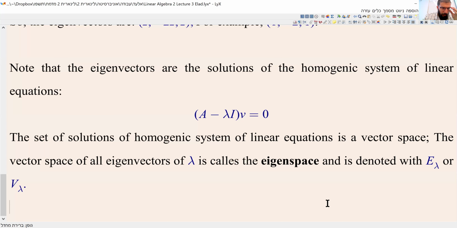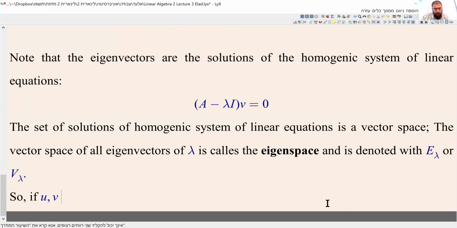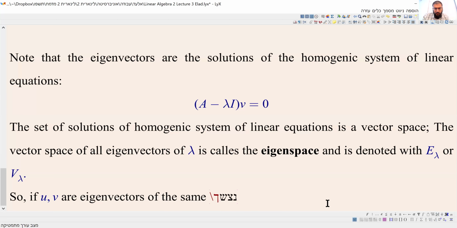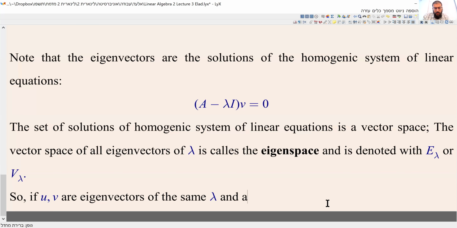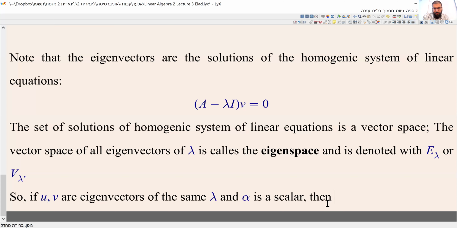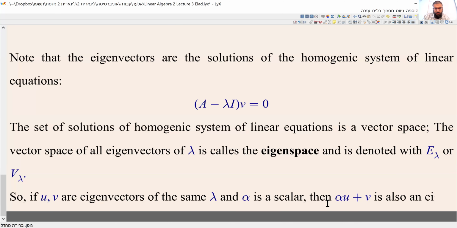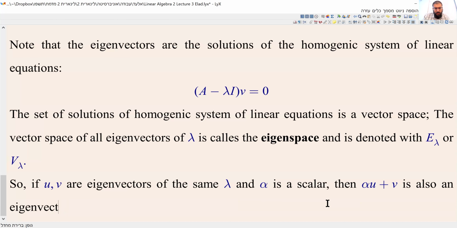So if u and v are eigenvectors of the same lambda, and let's say alpha is a scalar, then alpha u plus v is also an eigenvector, pardon, of the same lambda.